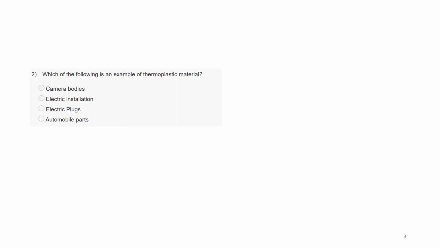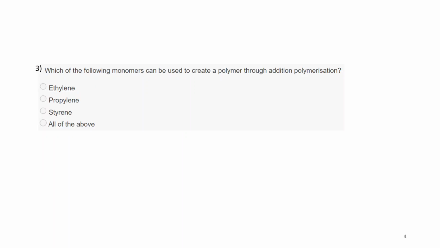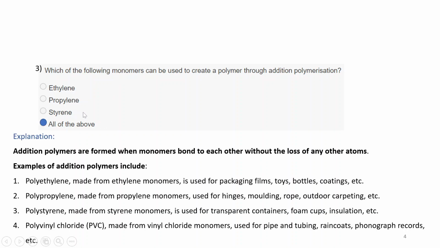Next question is, which one of the following monomers can be used to create a polymer through addition polymerization? Your options are ethylene, polypropylene, styrene, or all of the above. As you know, all of these monomers are used in making polymers, such as polyethylene, polypropylene, polystyrene. All these are used widely in making some of the plastic applications. So the correct answer here will be all of the above.